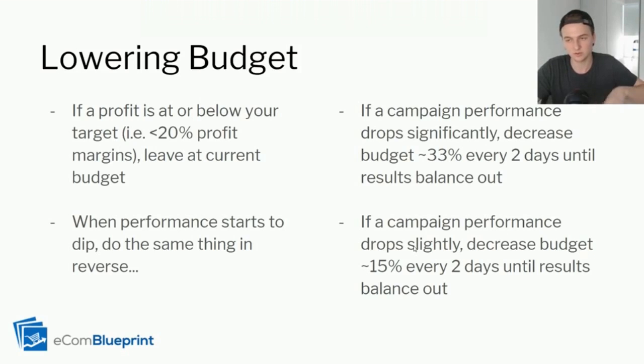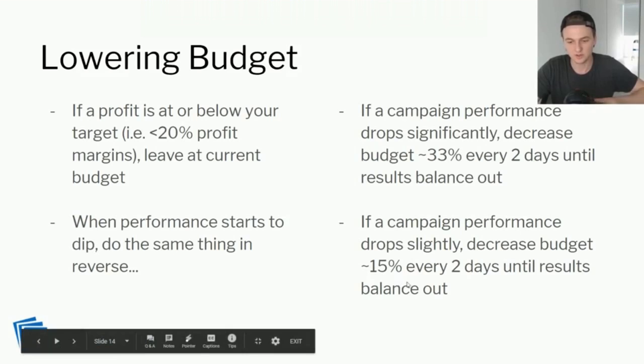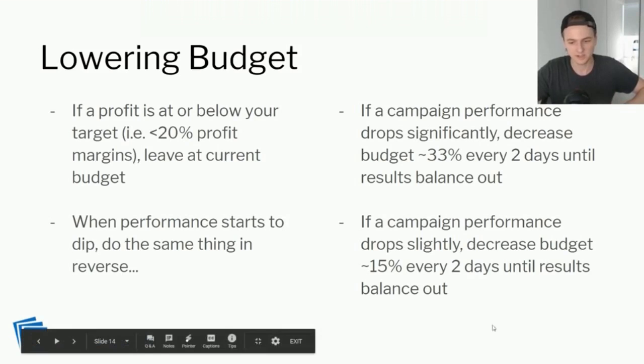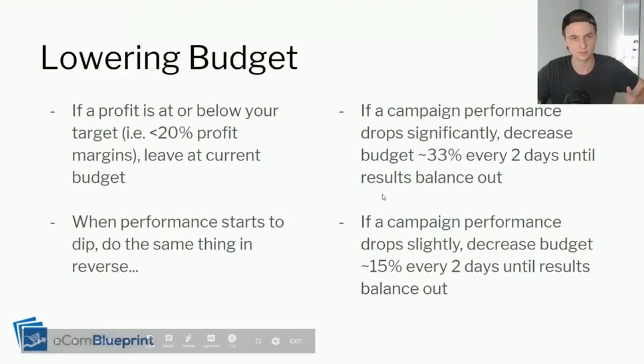If a campaign performance drops just slightly, right? Like a slight drop over the last 3 to 7 days, then I would just decrease the budget about 15% every 2 days until the results balance out. So you only need to gradually scale it down to get back to profitability. You don't need to completely pause a campaign just because it's doing bad. If you lower the budget, the auction will get gradually less competitive. And so that's how you manage the budget. You just increase if it's doing well, you lower it if it's doing poorly.